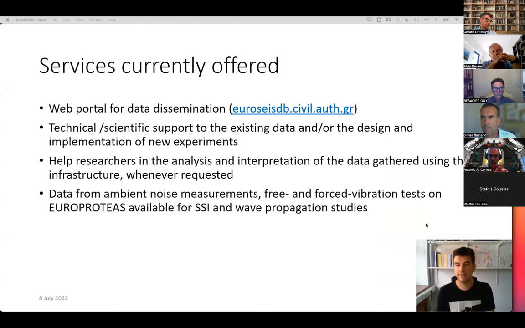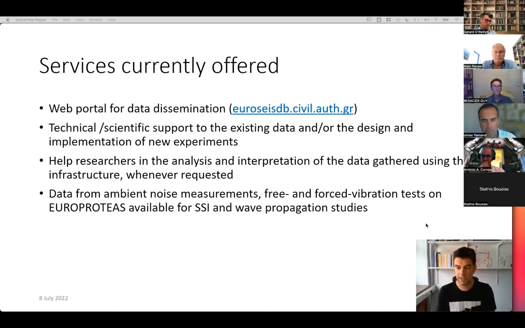Now, what are the services currently offered? There is a web portal for the data dissemination. You can see it over here. We offer technical and scientific support to the existing data and/or the design and implementation of new experiments. This is exactly what we did under the SERA framework, the project. We help researchers in the analysis and interpretation of data gathered using our infrastructure whenever this is requested.